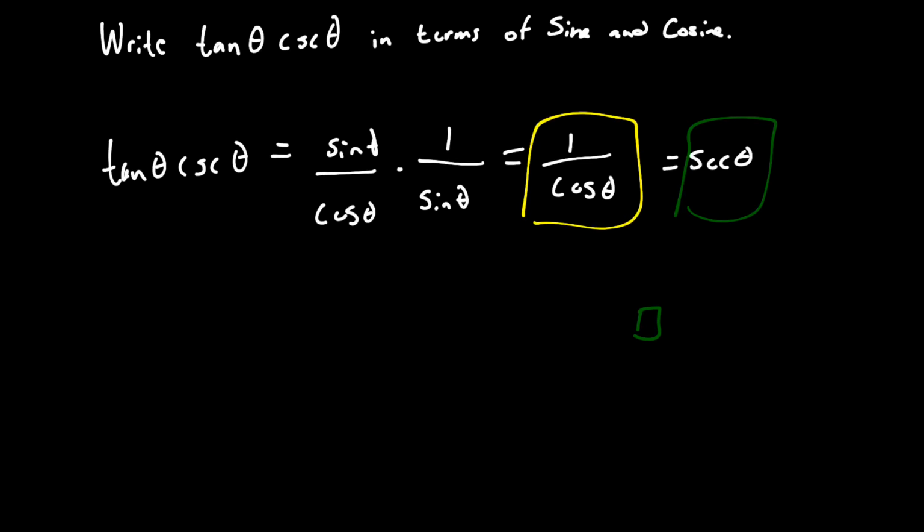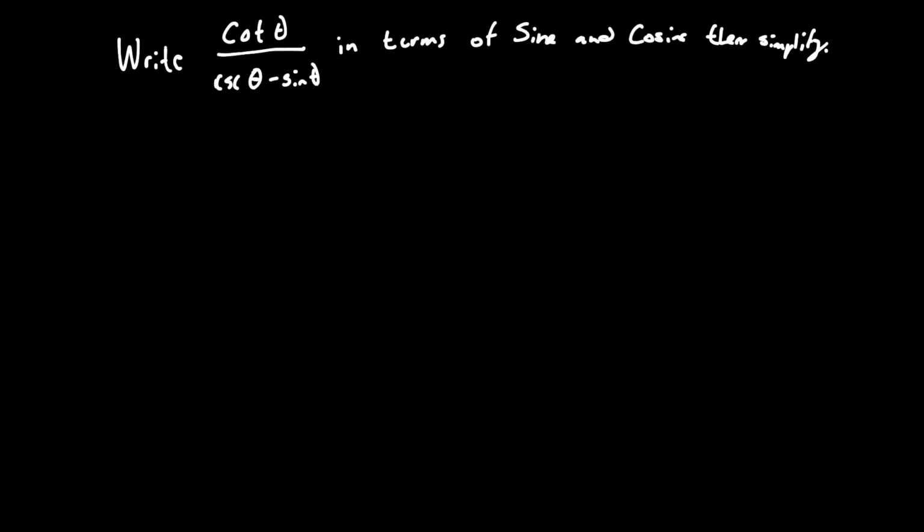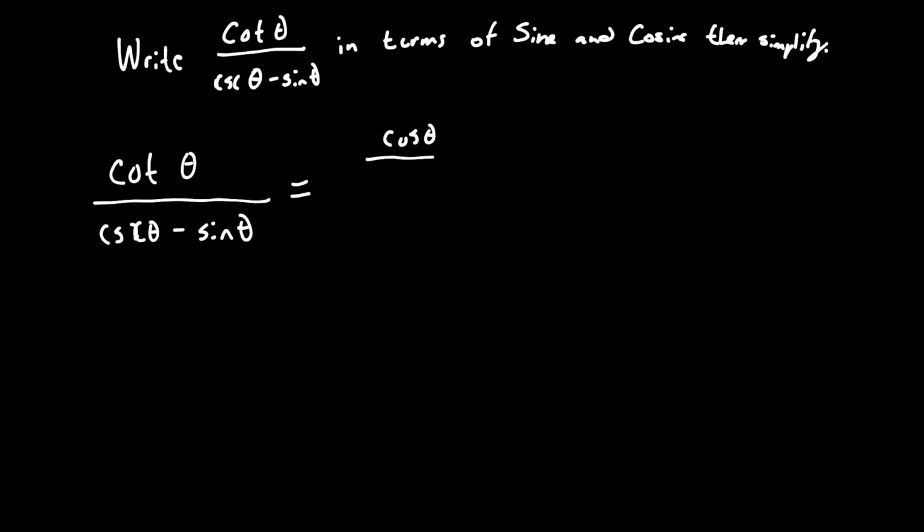Let's go ahead and look at another problem. We want to write cotan theta divided by cosecant theta minus sine theta in terms of sine and cosine, then simplify. First, we'll begin the problem by rewriting our expression. Here we have cotan theta divided by cosecant theta minus sine theta. Replacing cotan theta with cosine theta divided by sine theta, and replacing cosecant theta with 1 over sine theta gives us the following expression.